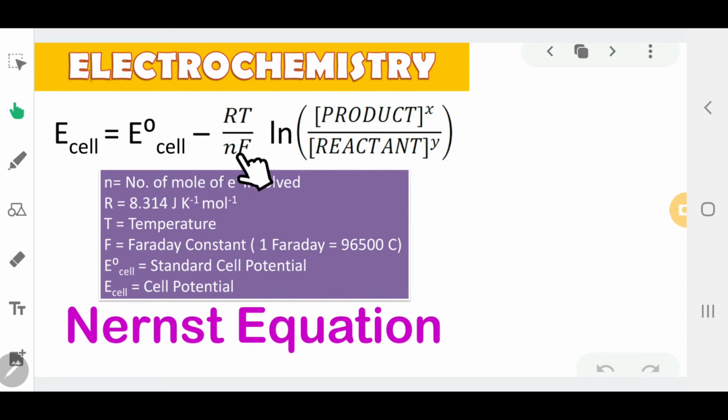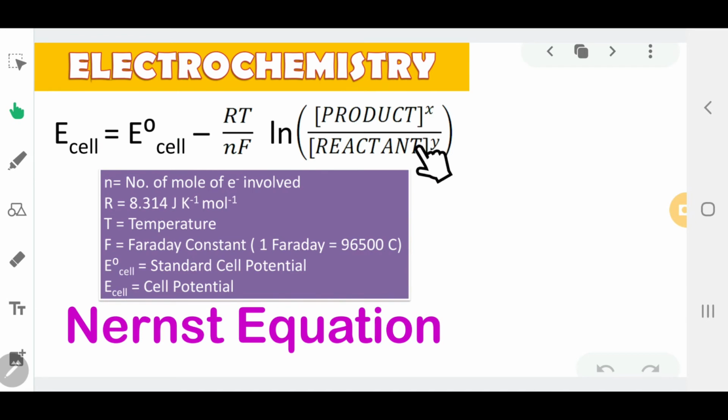And then times F. F is another constant, which is the Faraday constant, with the value of 96500 coulomb, times ln. So we're going to use ln instead of log, times the concentration or the pressure of products to the power of x over the concentration or pressure of the reactants to the power of y.